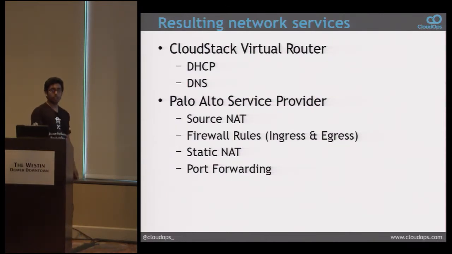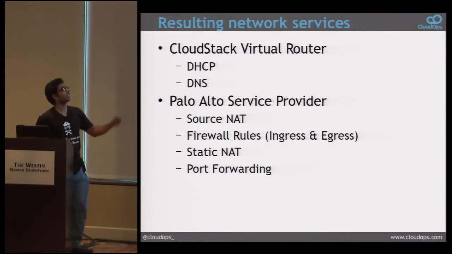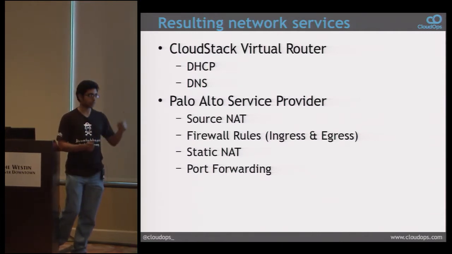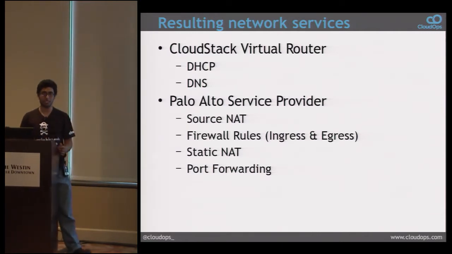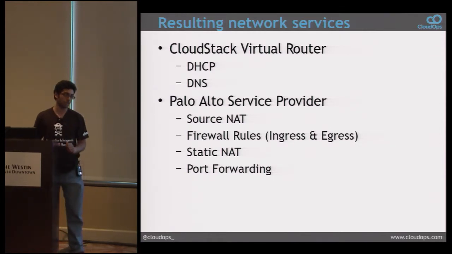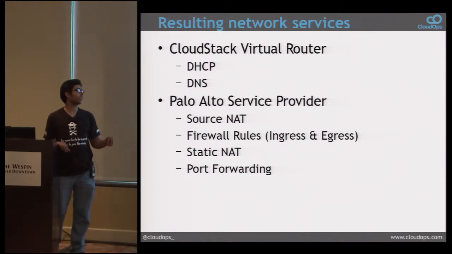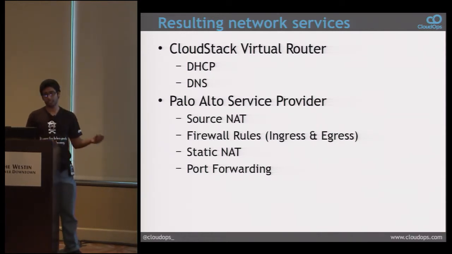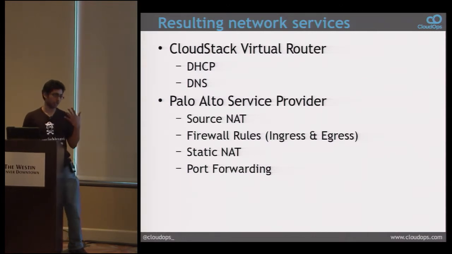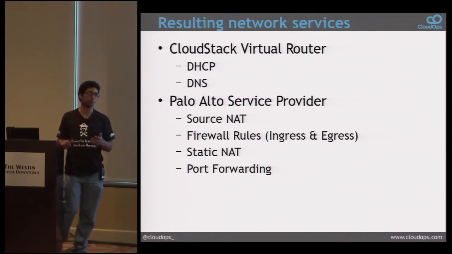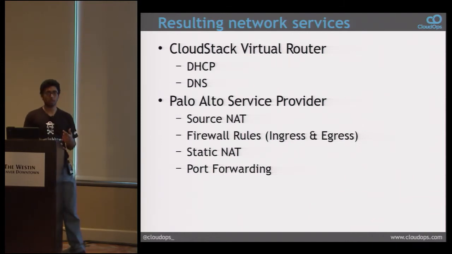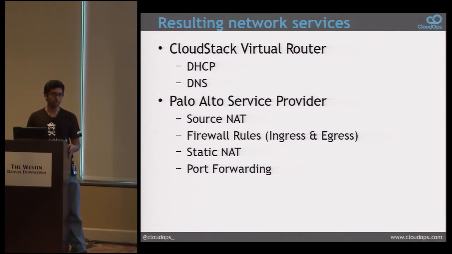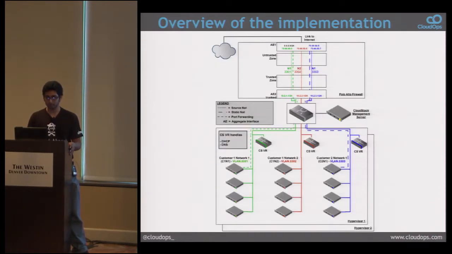All right, so for our integration, the virtual router is still there, it's doing its thing. The virtual router provides DNS and DHCP, so we haven't taken that out of the virtual router because we don't need to. But the remaining things, which are SourceNAT, StaticNAT, port forwarding, and firewall, are all managed and implemented on the Palo Alto. And the Palo Alto can be completely configured from the CloudStack interface using the standard firewall APIs or the UI.